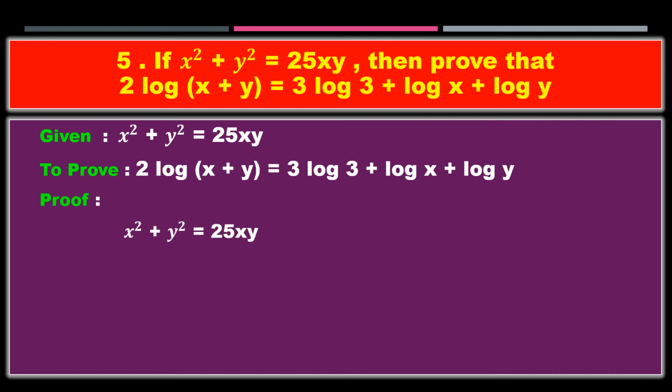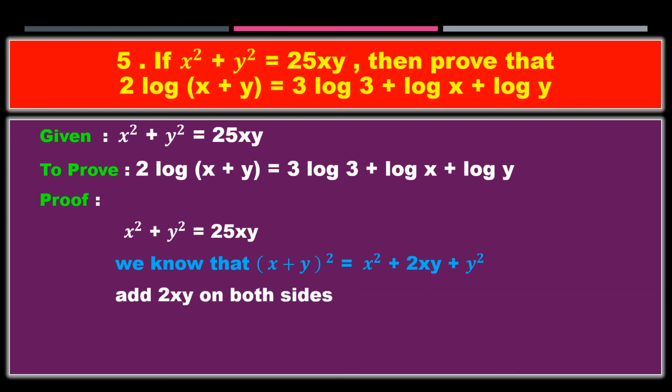Here I'll see in the question whether it is x plus y or x minus y. Here it is x plus y, so I'll do plus 2xy on both sides, because my formula is x plus y whole square equal to x square plus 2xy plus y square. So I'll add 2xy on both sides. Okay, so x square plus y square plus 2xy, and 25xy plus 2xy. The continuation of this problem is given in the next slide.